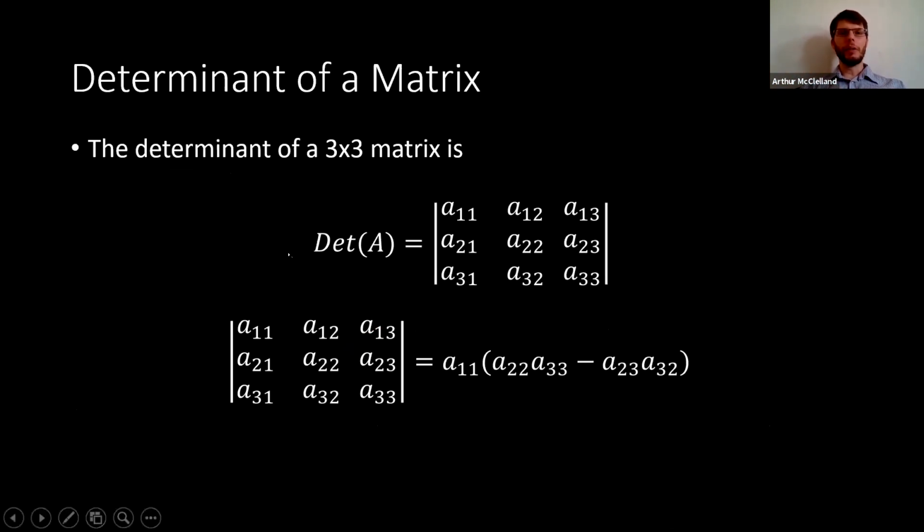So for the determinant of a 3x3 matrix, if we have A11 to A33, we start by blocking out the first row and the first column, and we take A11 and multiply it by the determinant of the remaining matrix. So here we have A22 times A33 minus A23 times A32.